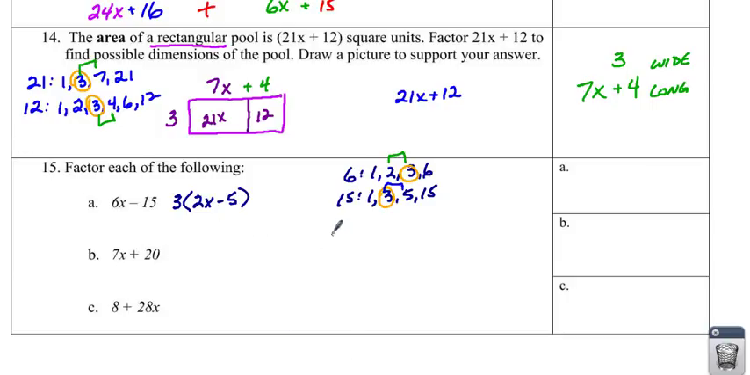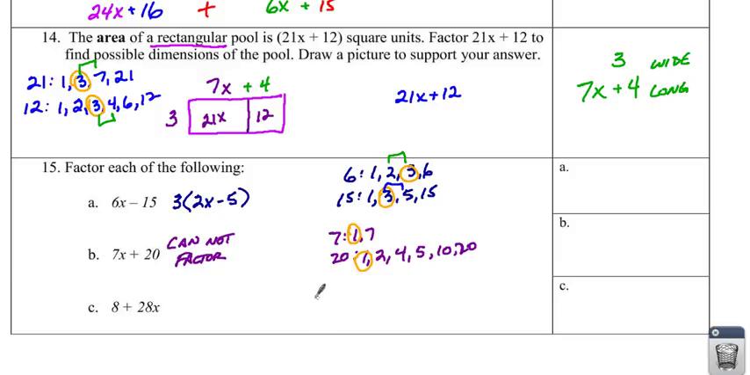7x plus 20. So let's factor 7 and 20. Well, the only factors of 7 are 1 and 7. It's a prime number. For 20, we have 1 times 20, 2 times 10, 4 times 5. So 5, 10, 20. Notice the only common factor is 1, which means that for B, the answer is cannot factor. It's the only form it's going to take. It doesn't have a factored form.